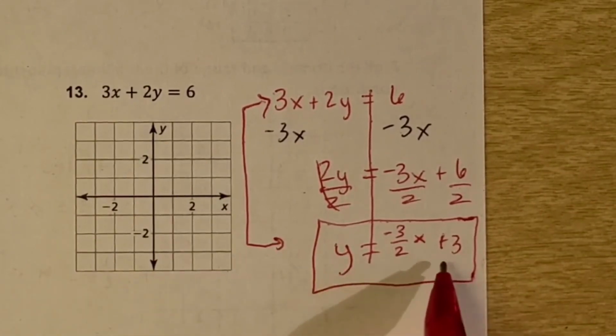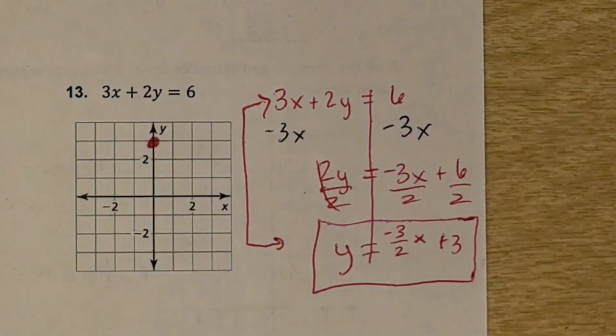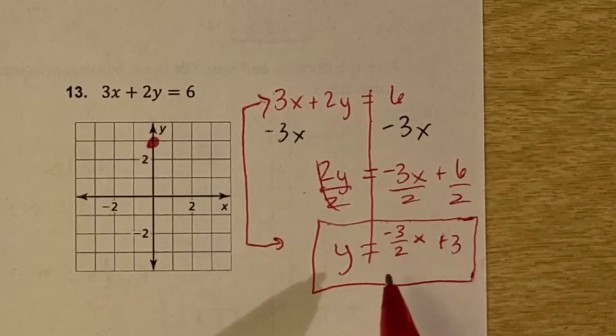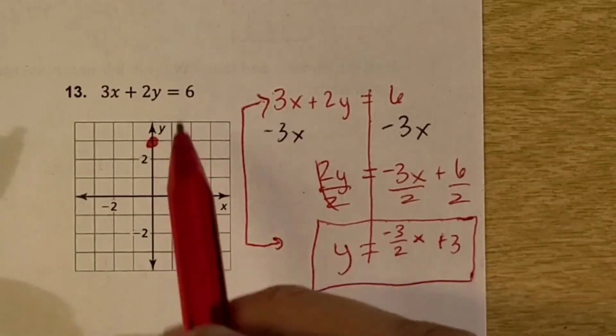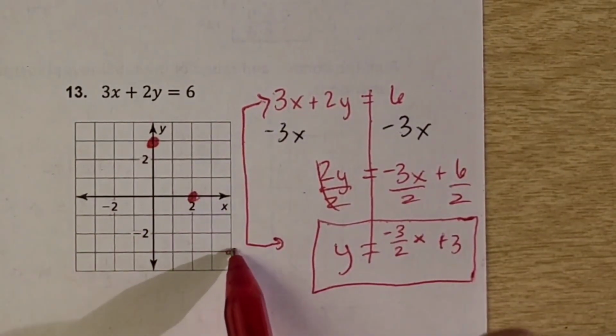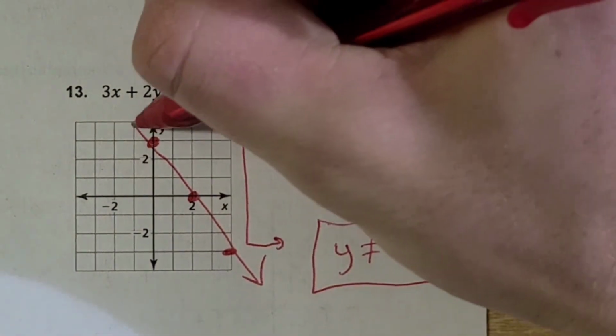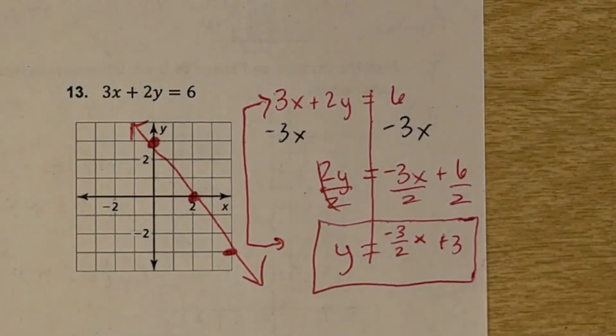All right, so here, again, we're going to start at my y-intercept, which in this case is positive 3, so I put it out at positive 3. And my slope says negative 3 over 2, meaning I'm going to go down 3, right 2. I can even put another point if I wanted to. And there's my line. Don't forget to connect them. Put arrows at the end.